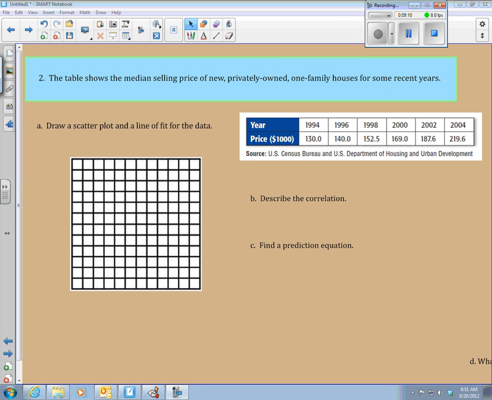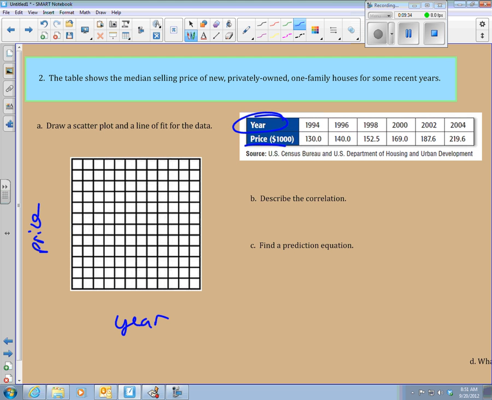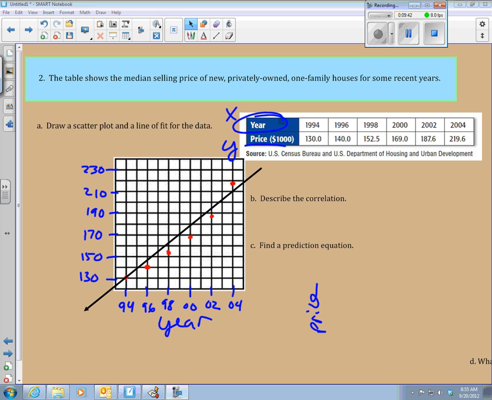This table is talking about the price of a new privately owned one-family home. We have years here, and we have the price. Once again, year is the independent variable, so we're going to put that down here. And the price of the house depends on the year, so we'll put price on the y-axis. Here's my x, independent variable. Y is my dependent variable. Okay, so I went ahead and graphed the data, and I threw in my line of best fit.